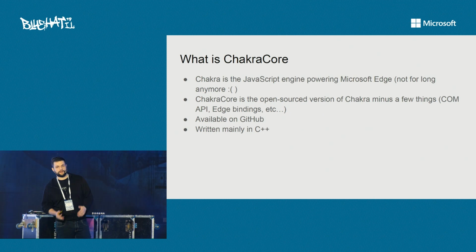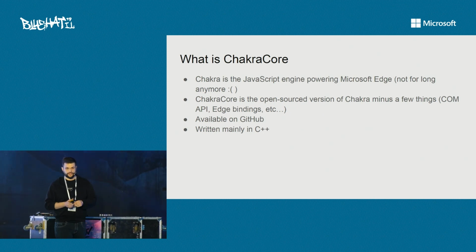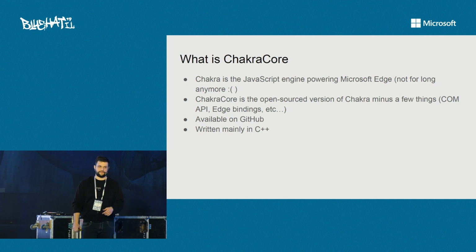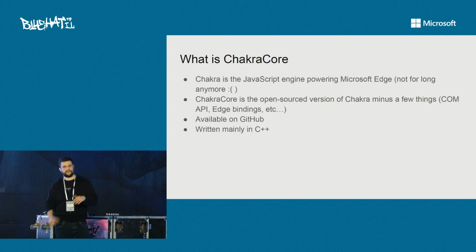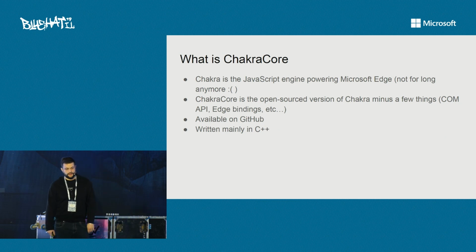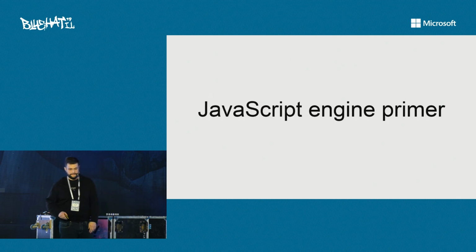So quickly, what's ChakraCore? You probably know Edge is the default browser on Windows 10 now. Chakra is the name of the JavaScript engine that powers Microsoft Edge. And basically, ChakraCore is the open source version of Chakra, which, as far as I know, is basically 95% of the thing, minus a few things such as the COM API and Edge bindings. ChakraCore is available on GitHub, so you can just look at the code. And it's written mainly in C++. And yeah, that's about all there is to say about it.